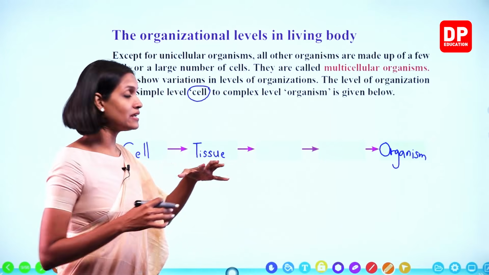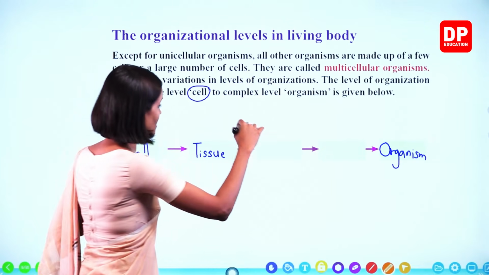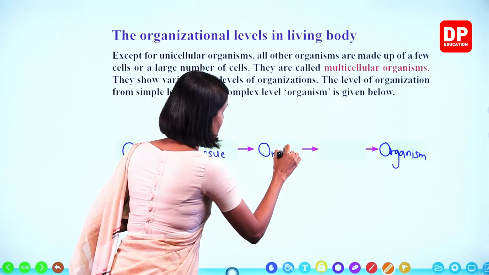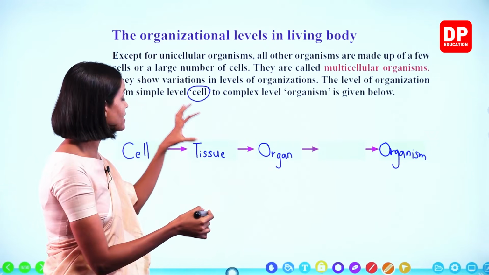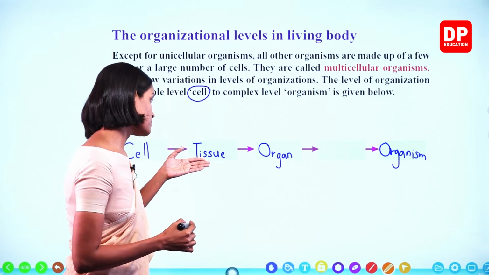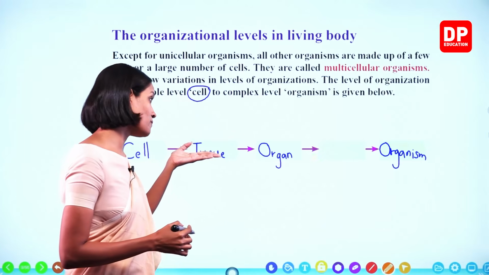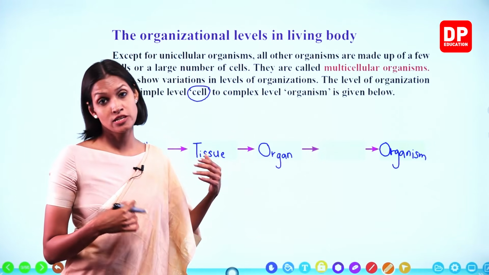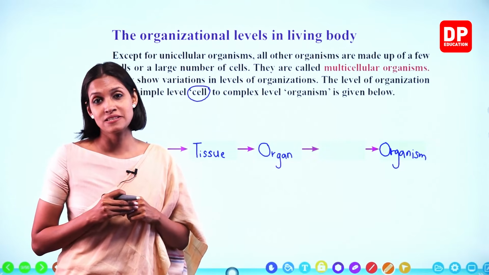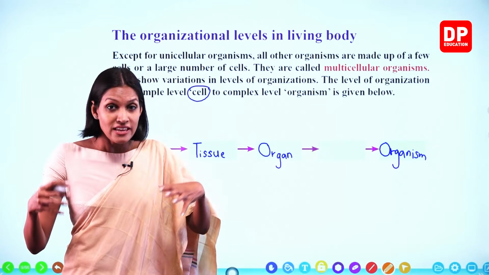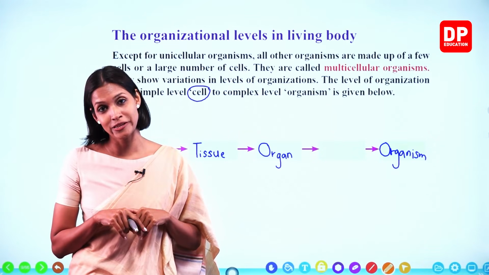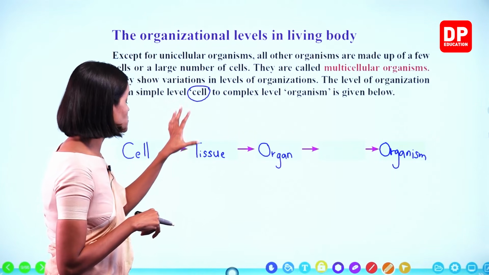Next, by combining a number of tissues, what is formed? Organs. An organ is formed by combining a number of tissues. Right? So as examples, we are going to learn about blood tissue. I explained already that blood is made by combining different types of cells. When you consider blood tissue, there are different types of cells: red blood cells, white blood cells, and platelets as well. So blood tissue has those cells.